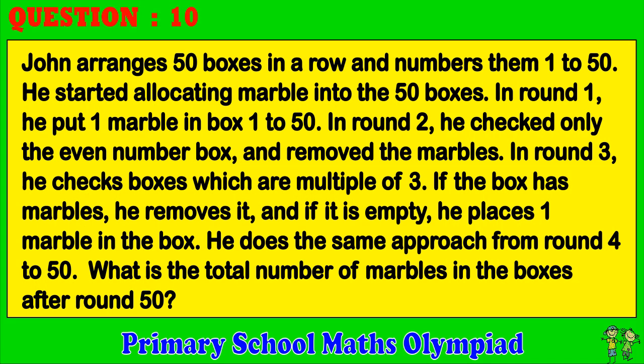Question 10. John arranges 50 boxes in a row and numbers them 1 to 50. He starts allocating marbles into the 50 boxes. In round 1, he puts 1 marble in boxes 1 to 50. In round 2, he checks only the even-numbered boxes and removes the marbles. In round 3, he checks boxes which are multiples of 3. If the box has marbles, he removes them, and if it is empty, he places 1 marble in the box. He does the same approach from round 4 to 50. What is the total number of marbles in the boxes after round 50?